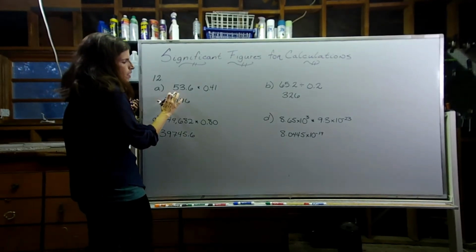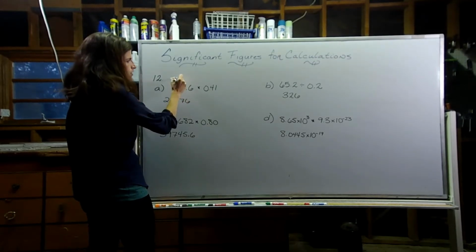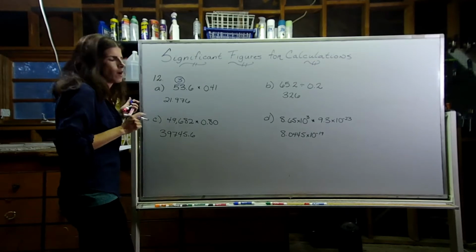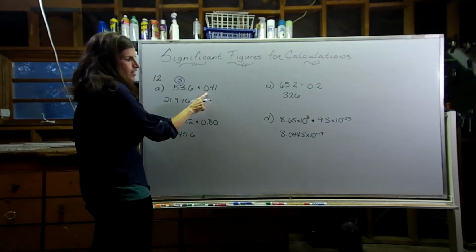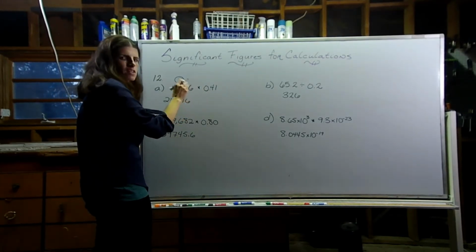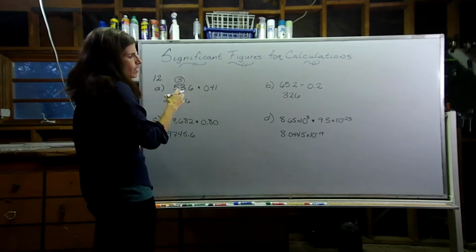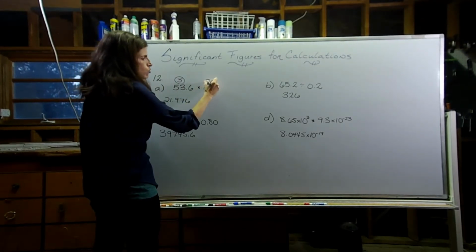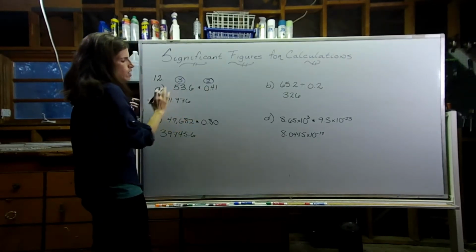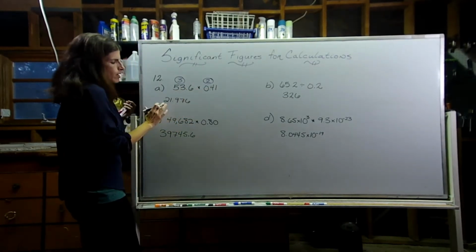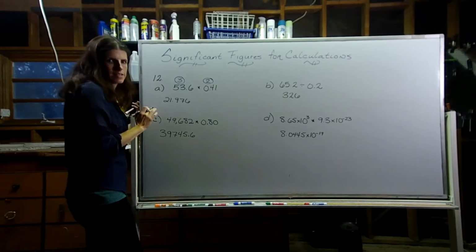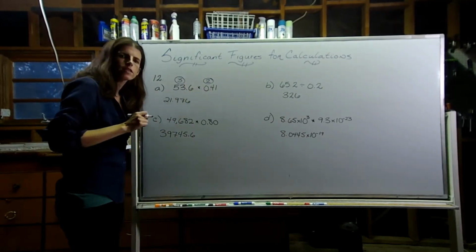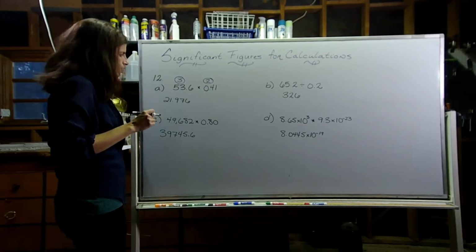So if I want to multiply 53.6, that has 3 sig figs, with 0.41. Remember, the 0 out front is not significant because it's not to the right of the decimal point and it's not sandwiched or anything like that. So 2 sig figs here. After multiplying them, I get 21.976. That's what my calculator told me.